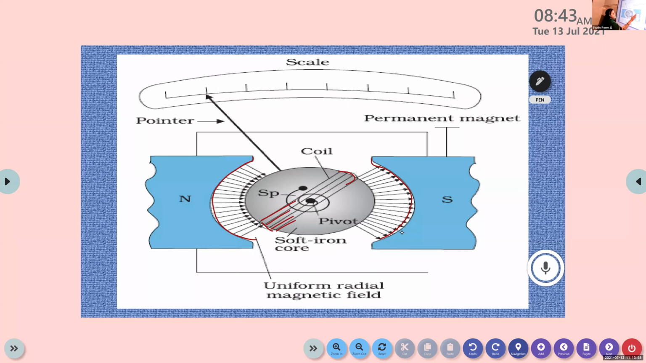Now when we are focusing on this rectangular coil, we can find a pointer is attached at the top of the coil in order to measure the reading, and a spiral spring pivoted at the bottom of the coil. Since it is a three-dimensional figure, you cannot find it is exactly at the bottom. The bottom of the coil is attached or pivoted to a spiral spring in order to produce a restoring torque.